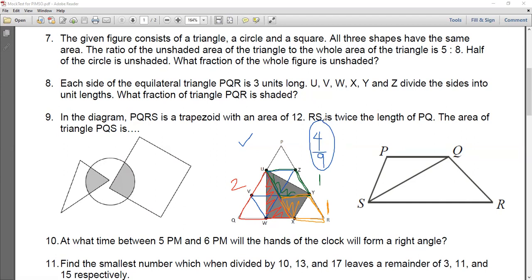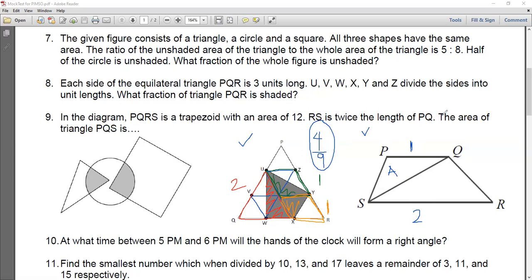Okay. So it says in number 9, in the diagram, PQRS is a trapezoid with an area of 12. RS is twice the length of PQ. So let's say that this is 1, then this is 2. The area of triangle PQS is, so what's the area of this one? So just simply use the formula for the area of a trapezoid. The area of a trapezoid is base 1 plus base 2 times height divided by 2.